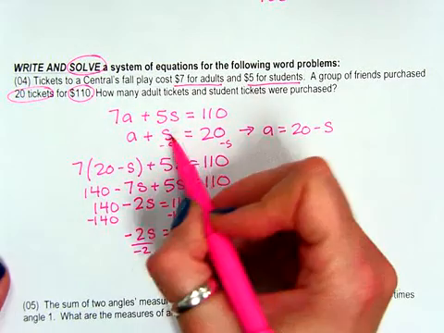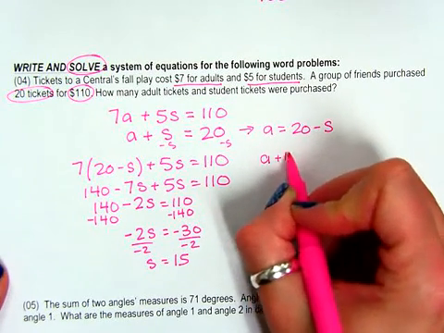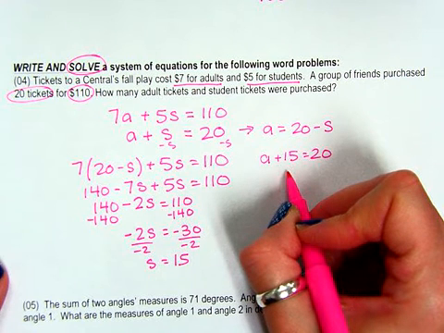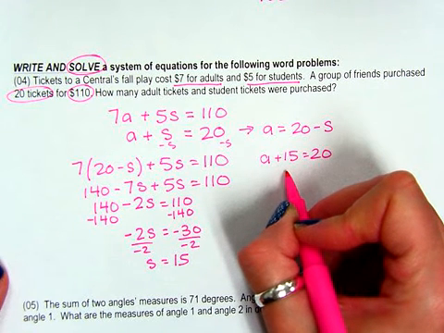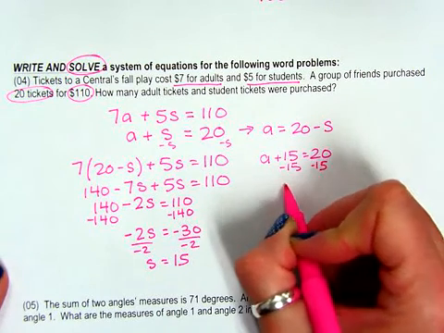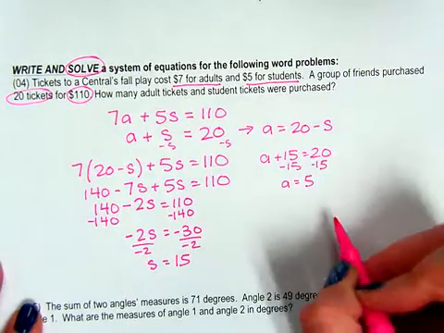So 15, I'm going to use this one because it's way simpler. So A plus 15 equals 20. I don't think adults are going to be cheaper, because if I subtract 15 from both sides, adults are $5 and students are 15. That's weird. Okay, but we'll take it. So 20 minus 15. Okay, that's odd, but whatever. Maybe they don't get very many adults that come.